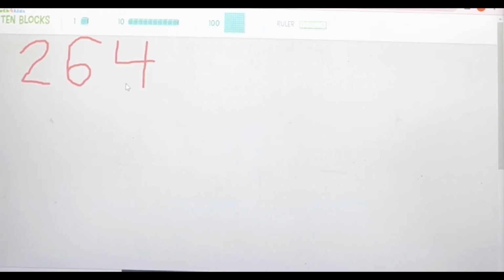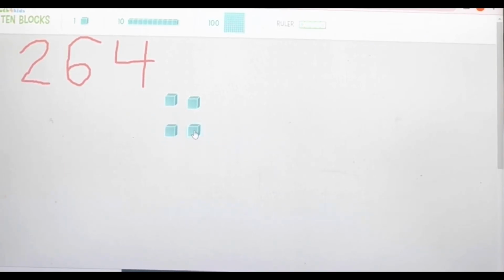So as previously identified, the number 4 is in the ones place, so I'm going to take out 4 ones blocks. I'm going to count them out as I bring them out here. 1, 2, 3, 4. So I have my 4 ones blocks. Move those over a little bit.